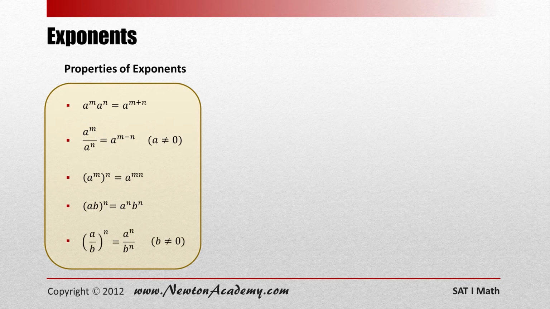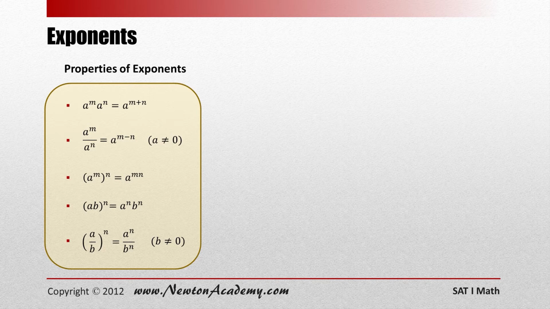Here, the values of a, b, m, and n can be any numbers. That's right, any numbers, even complex numbers. In SAT, of course, we're not dealing with complex numbers, but I just want to tell you that these exponent properties are not just for integers. Of course, the denominator cannot be zero in any circumstances in math, so I indicated them here within parentheses.